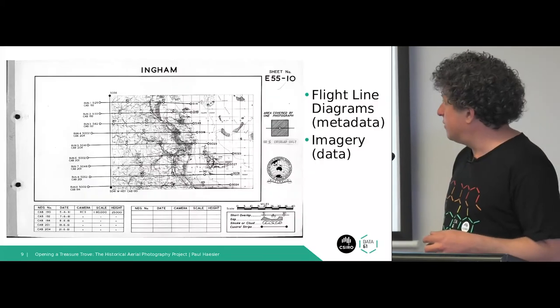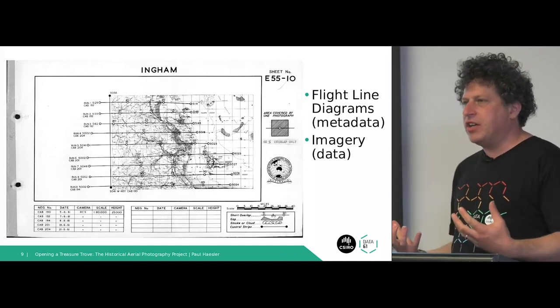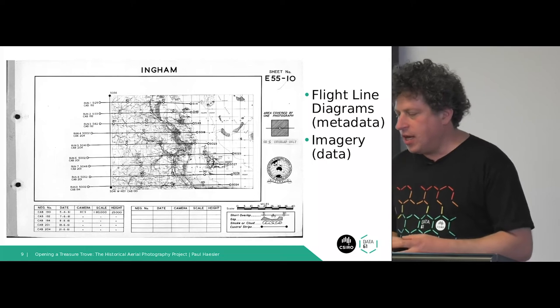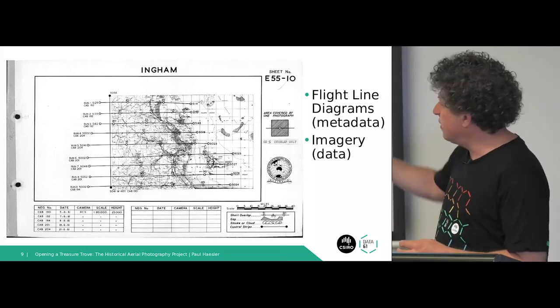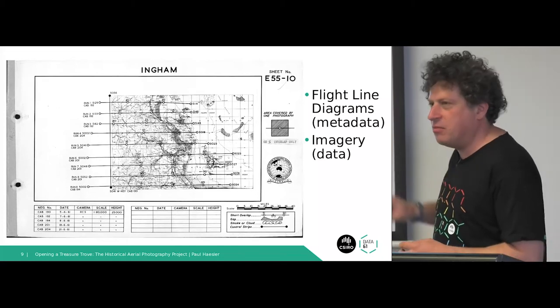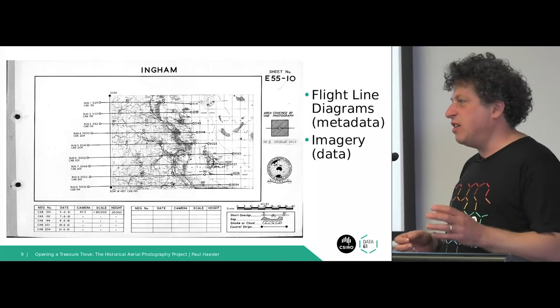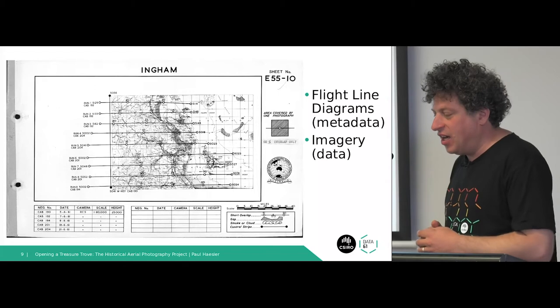We've got a lot of these. This is a flight line diagram. It contains the metadata effectively for the actual imagery. This one is from the early 1960s. It's fairly neat. It has this lovely, neat letter-set lettering. Early ones are often hand-lettered, and even the later ones are often hand-annotated. There are little hand annotations in the corner.